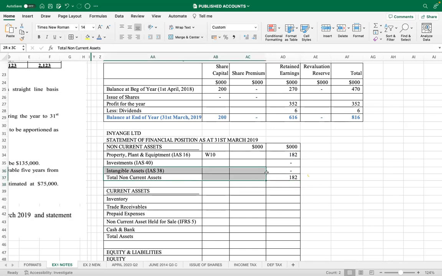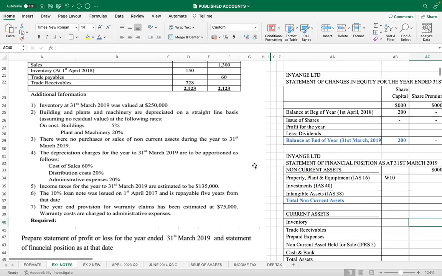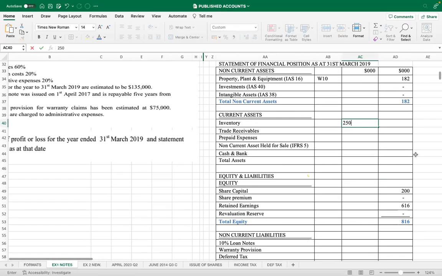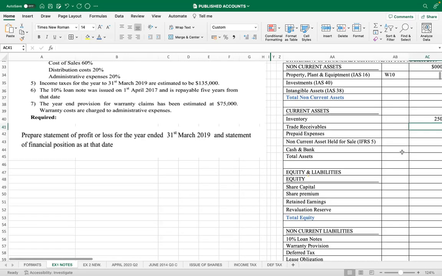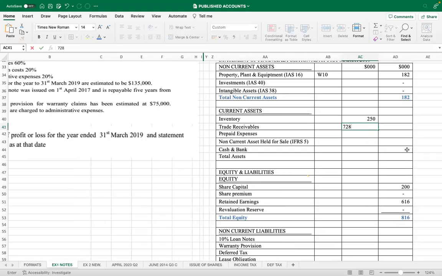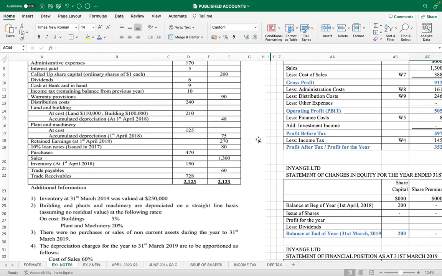Now, we have our total assets there. So our total assets is 182. Now we have current assets. For current assets, we pick closing inventory. Closing inventory was 250. Trade receivables, 728. Was there any prepaid expenses? No. Was there any non-current assets held for sale? No. Was there any cash at bank? Cash is 9.